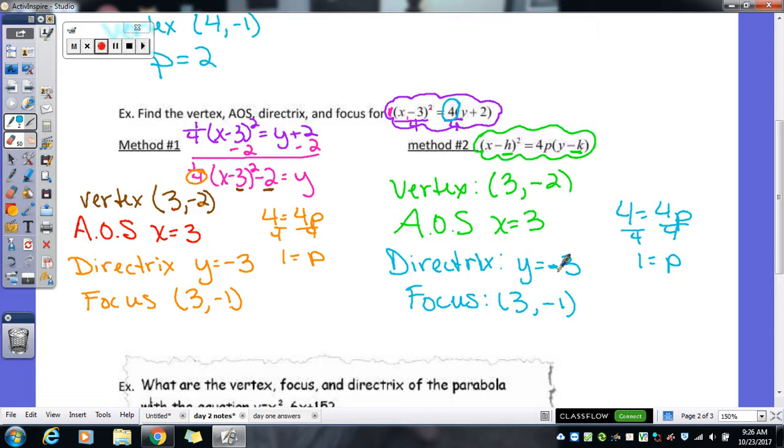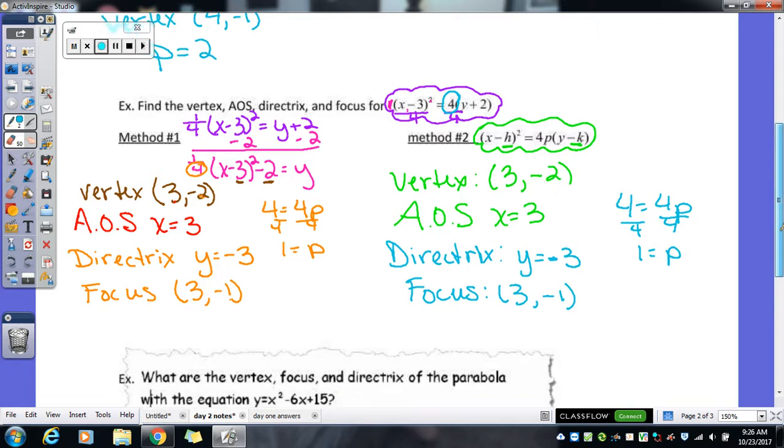So again, it's just a preference. If it's easier for you to just keep rewriting it into the one form, then go ahead and do that. Rearrange the formula. If this one makes sense to you, then by all means go ahead and do that.